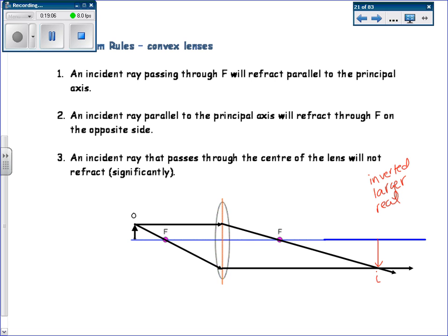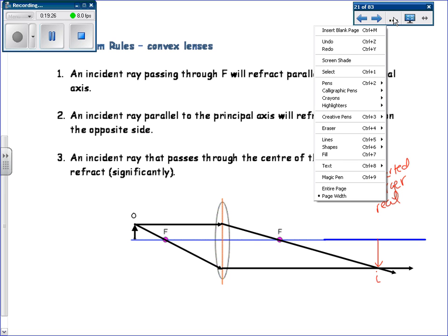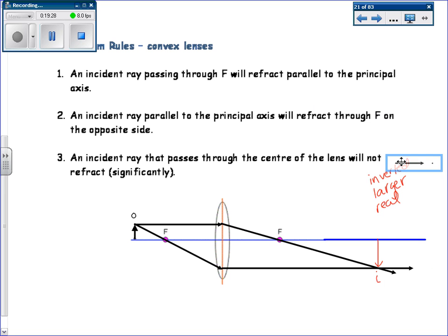Now, I can also now use my third rule to verify that I've got the right location. And this is where the smartboard is kind of iffy because it's hard to get right on the top of the arrows. It's a lot more accurate when you're using paper and a ruler. An incident ray that passes through the center of the lens will not refract at all. So if you put a ray through the center, it just goes straight through. It doesn't bend, doesn't refract. So if I start again here and I go through the center of the lens, it should also go through that point. And it actually worked on the smartboard for a change.